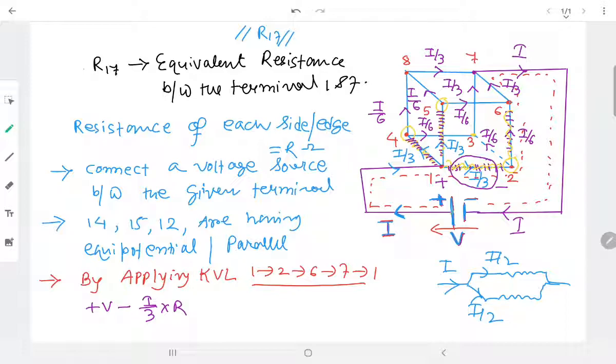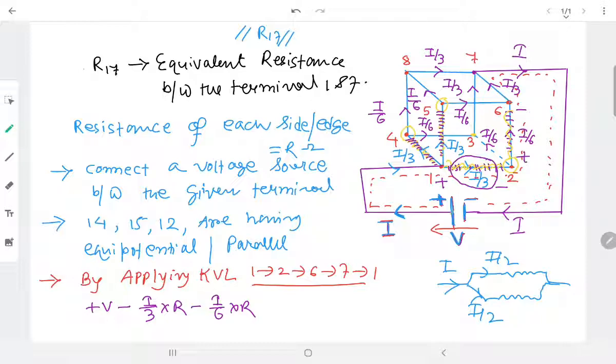Now come to the 2 to 6 path. Current is moving from 2 to 6, plus and minus. Always you need to give plus and minus, higher potential and lower potential. We know that current is flowing from higher potential to lower potential. As in this circuit you can see, current is moving from 2 to 6. This point 2 will be the plus point and 6 will be minus. Now voltage will be current into resistance, so minus I by 6 into R.